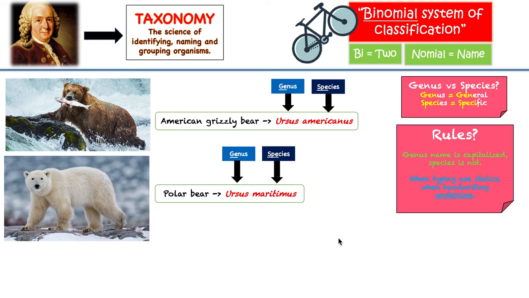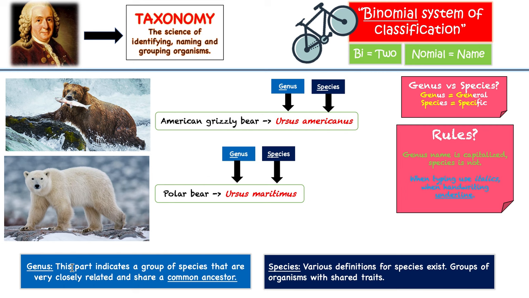So I'll put it here. Some words. So genus, this part indicates a group of species that are very closely related. So both of these bears fall under this category called Ursus. If you go back in time, they eventually belong to this group. But since they evolved over time, they became different species. So it's a common ancestor, essentially, genus.